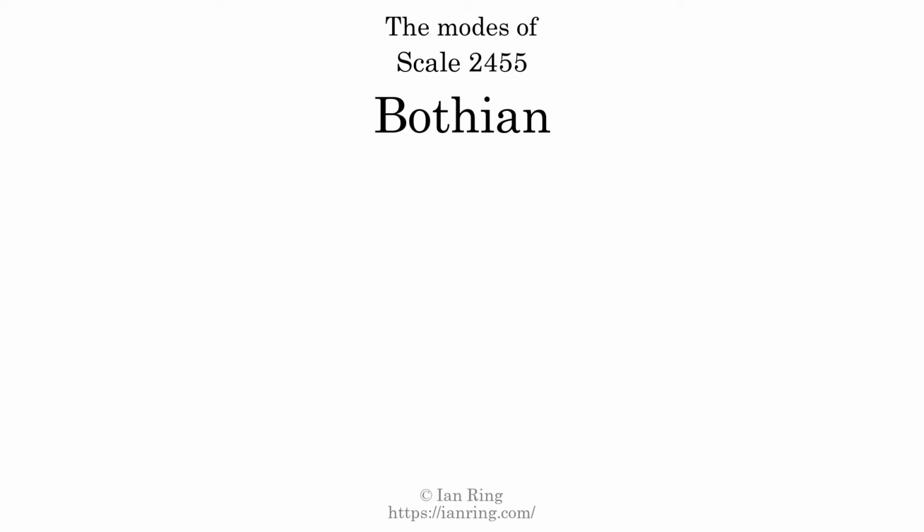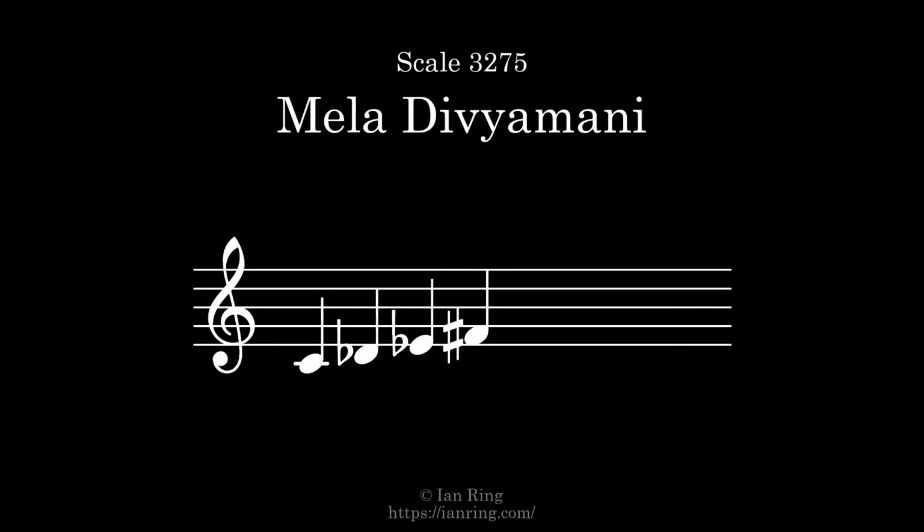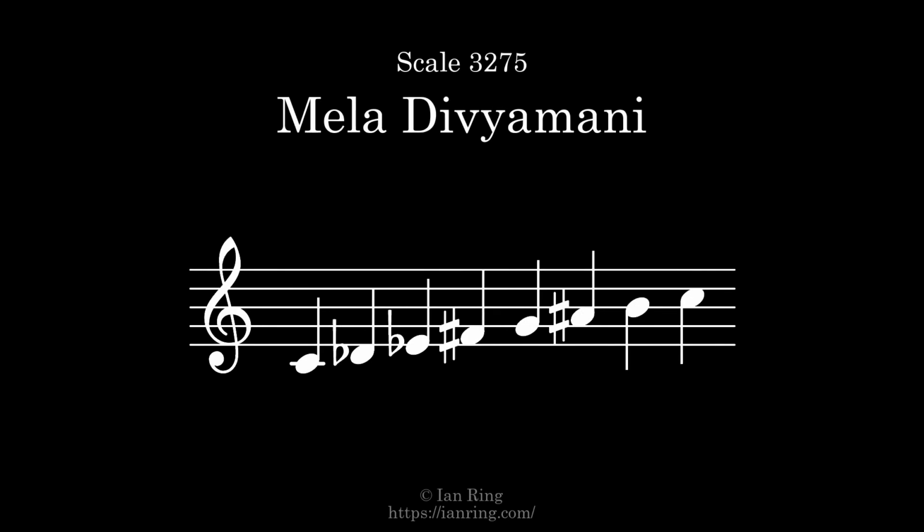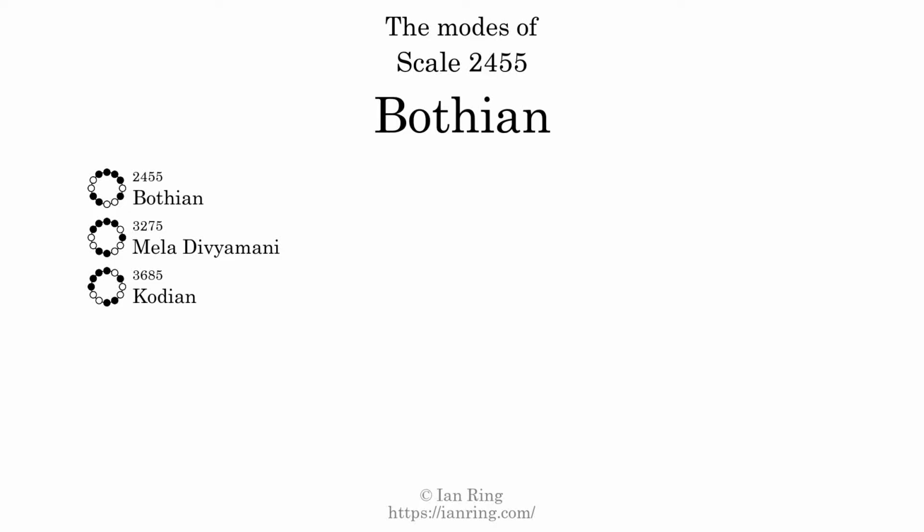This scale has 7 modes. The first mode is itself. The second mode is scale 3275, also known as Melodiamine. It sounds like this. The third mode is scale 3685, also known as Bothian. It sounds like this.